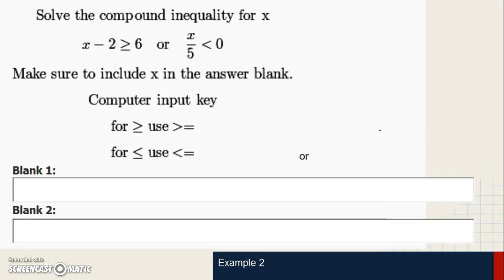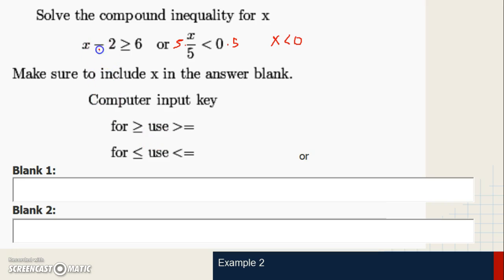Here's an OR statement. So we have x divided by 5 must be less than or equal to 0. We can go ahead and solve this one. So we end up with multiplying by 5 on both sides. And 5 times 0 is 0, so x must be less than or equal to 0.